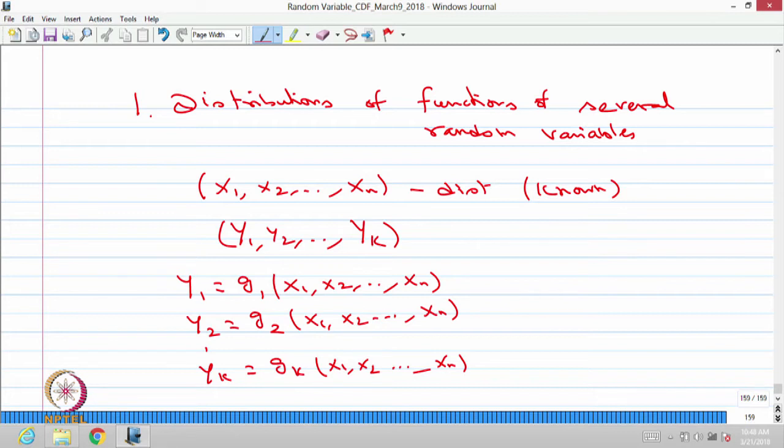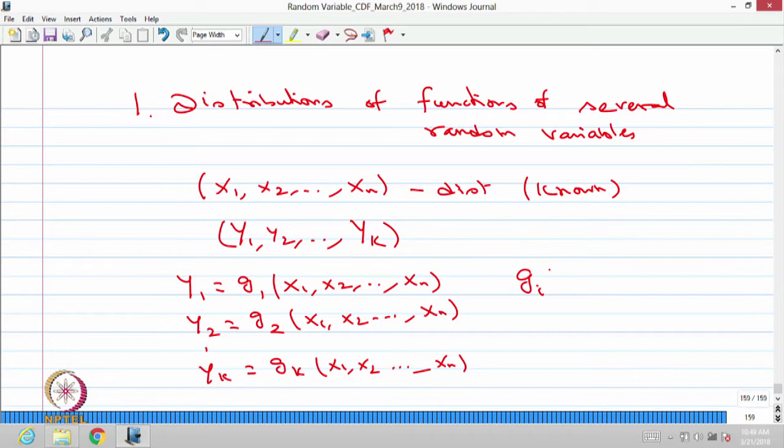Obviously xi's are random variables, and yi's, i equal to 1 to k, are going to be random variables provided the functions gi's are Borel measurable functions. So, we make the assumption that gi's, where i is equal to 1 to k, are Borel measurable functions.